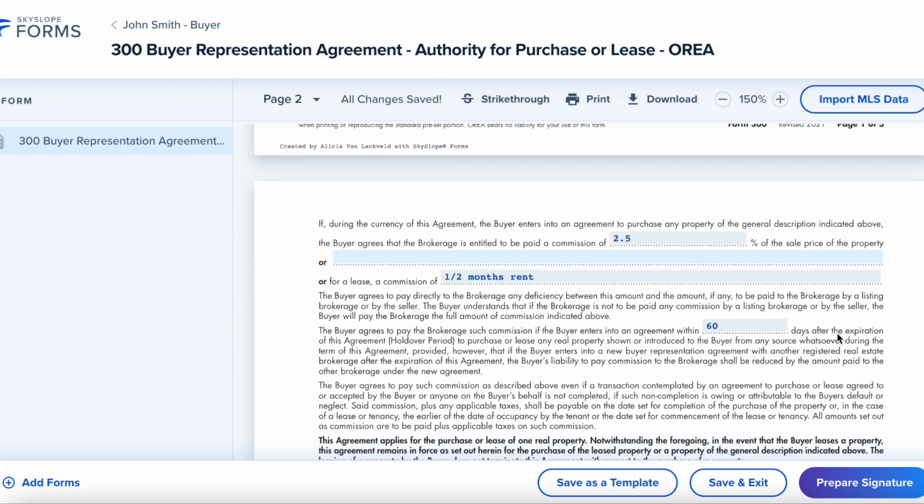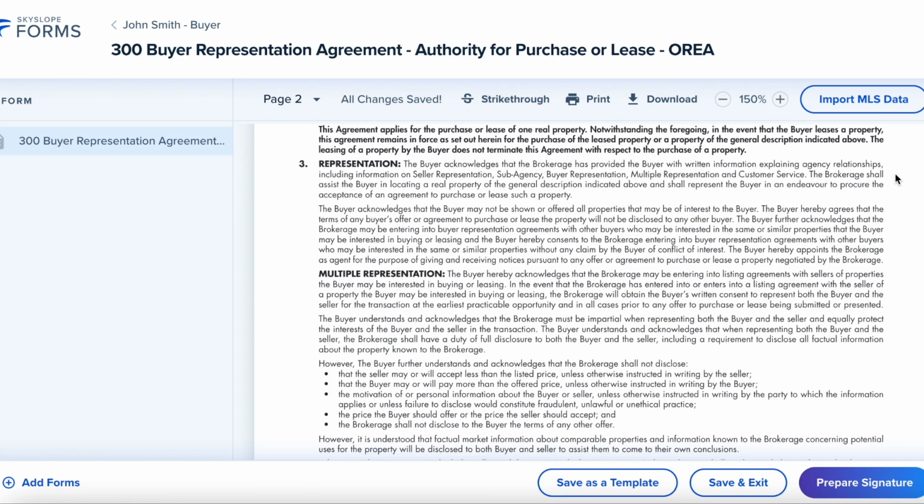Holdover days. Typically, holdover days are between 30 and 90 days. So I like to put 60 right in the middle. This just means that if I show you a property within our agreement timeframe, and you decide after our agreement expires that you'd like to go ahead, since I introduced you to that property or I've spent my time with you there, then I'm still entitled to commission within the holdover days.